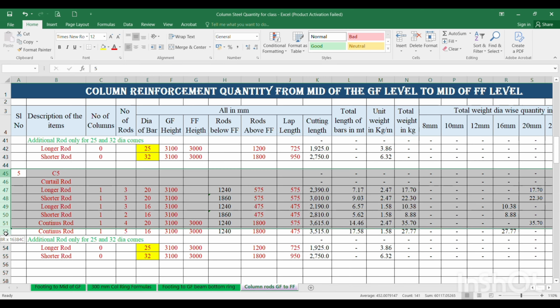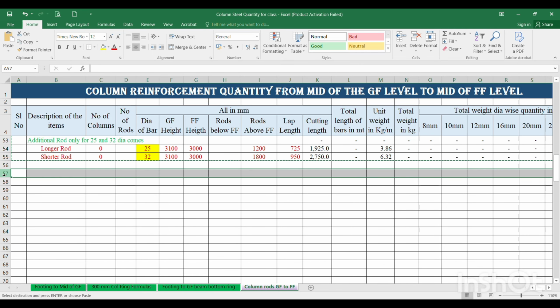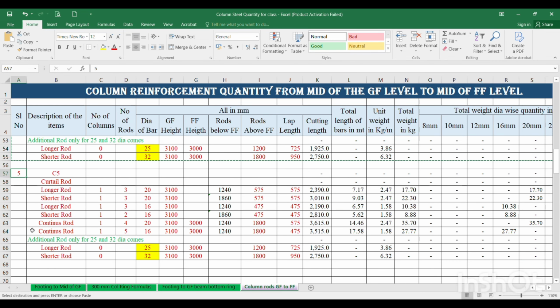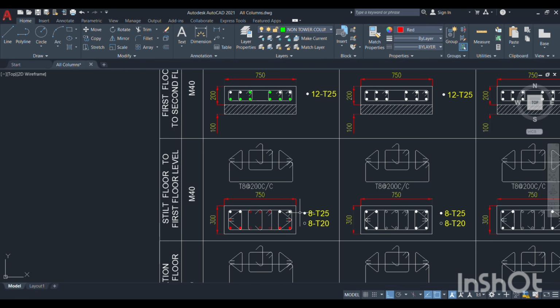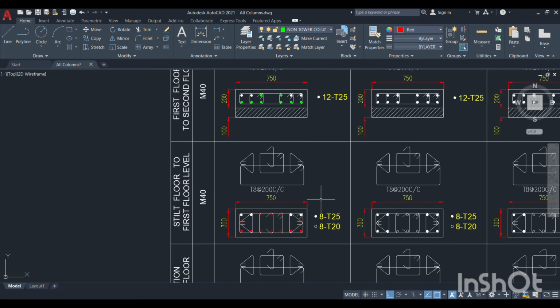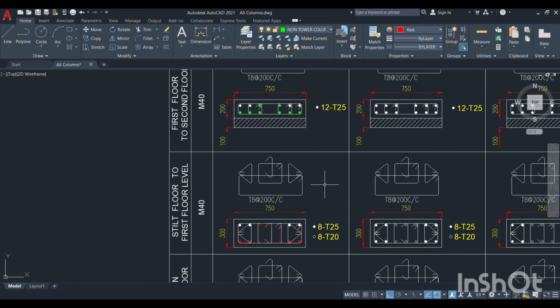Same thing, copy the C5 column, Control C, and enter it as one more copy. I am changing the serial number to 61 accordingly, and the column number also to 61. Here first I am going to take the first curtailment of 25 dia, whatever is going in the drawing. You see, the basement has 825 and 820, and the ground floor also 825 and 820. When it goes to the first floor, 12 numbers of 25 are there.